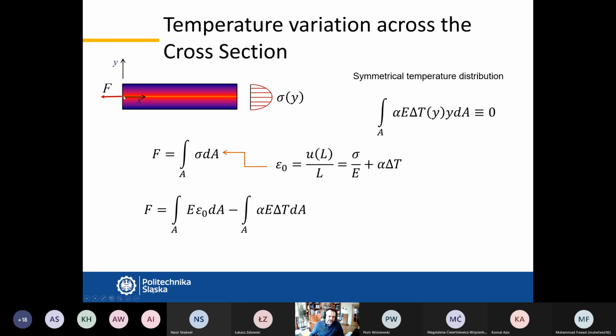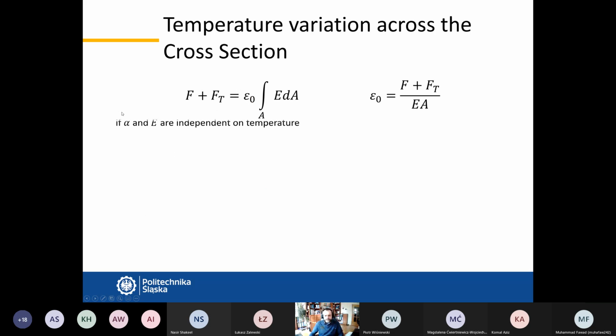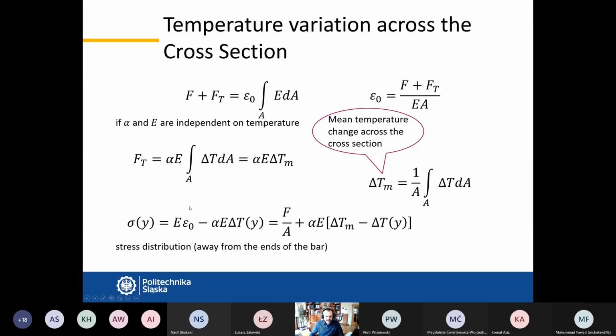One more thing, y starts here, so this is 0 y. There is a positive y, negative y. So you see it spreads from 0 to half of the height and minus half of the height. So we have E times epsilon 0 and the thermal part, alpha E delta T as a function of y. This shows that this is a function of position in the vertical direction.